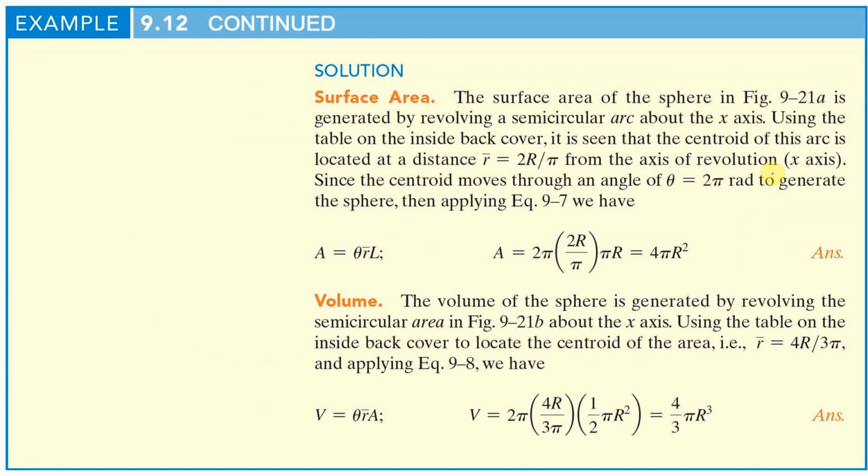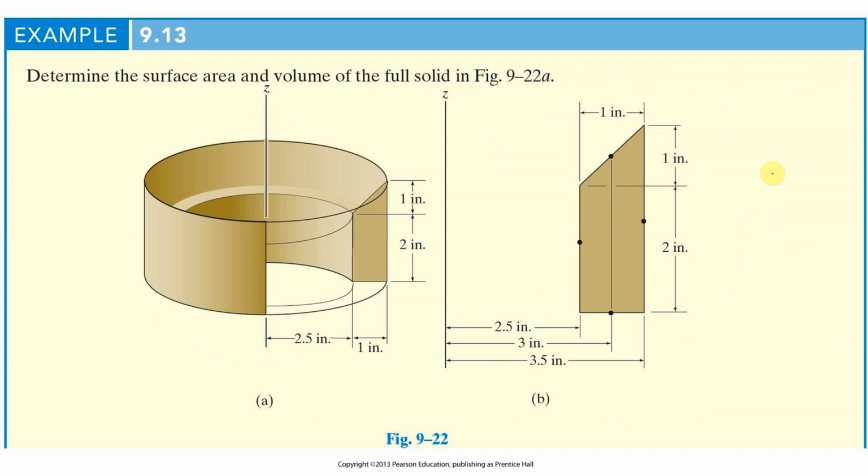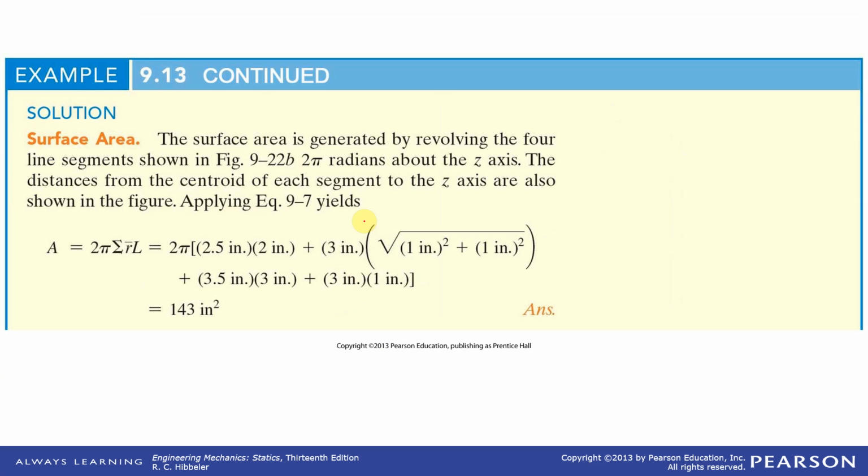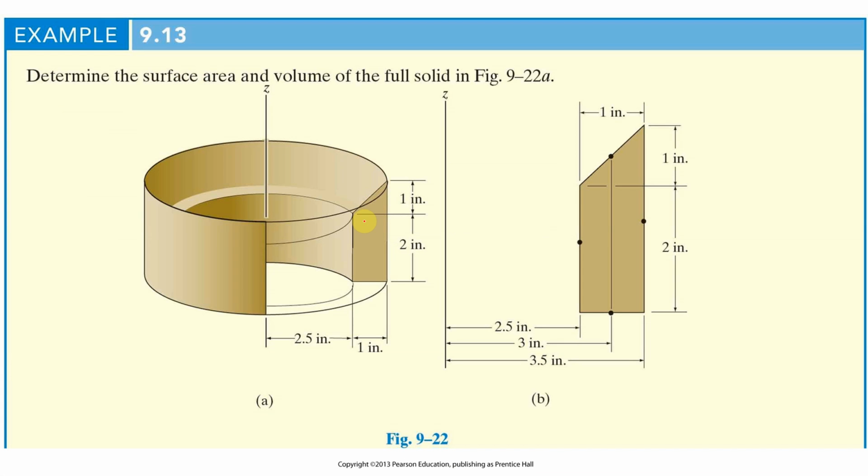Okay, and the book goes through the same idea. Now, this is a composite. This is how we handle composites. Find the surface area and the volume. So the first thing we want to do is, well, we identify the composites. Let's go to the next slide. I think, well, we have for surface area.